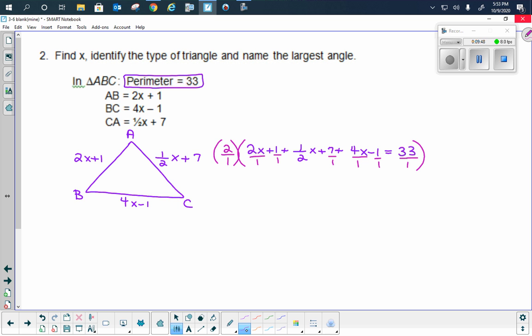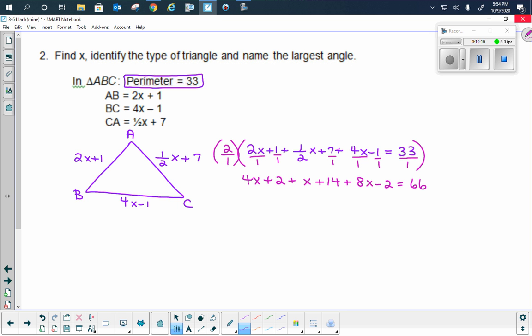All right, so 2 over 1 times 2x over 1, 4x. 2 times 1 is 2. 2 times a half, well, 2 goes into 2 once, and 1 times the 1x is just x. 2 times 7 is 14. 2 times 4x is 8x. 2 times -1 is -2. And 2 times 33 is 66.